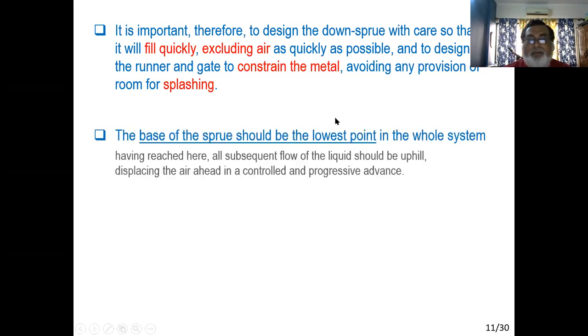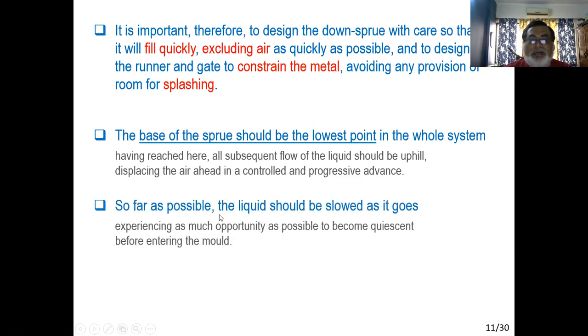As we prefer a bottom gated system, the base of the sprue should be the lowest point of the whole gating system. Once the sprue bottom is attained by the liquid metal, there is only a chance of the liquid metal going up. So the liquid metal is always going upwards. As a result, velocity is decreasing continuously, and the liquid metal is moving in a controlled and progressive way.